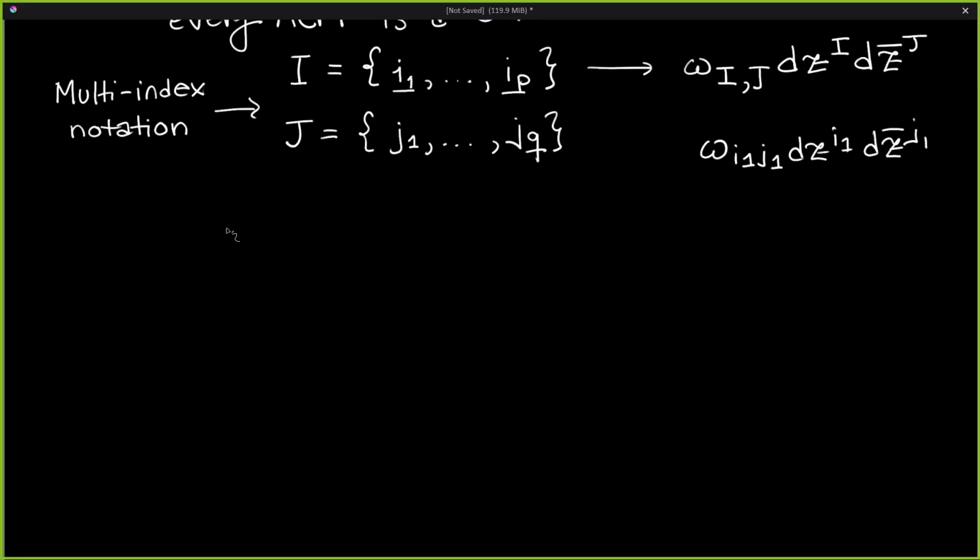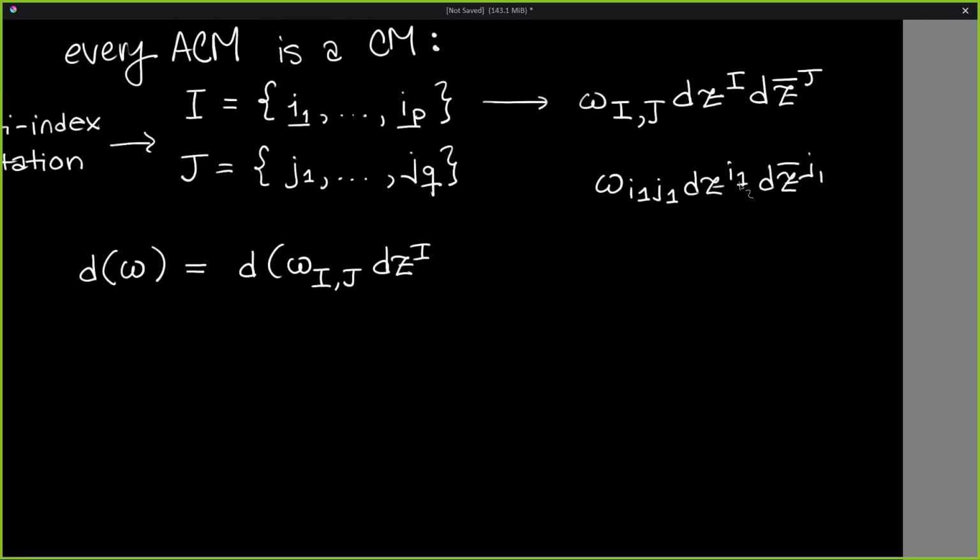So let's take the derivative of omega. Then that gives us d of omega IJ, dz I wedge. Oh, I didn't put the wedge here.